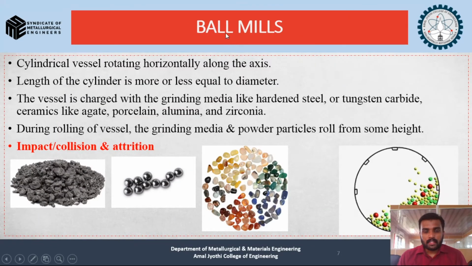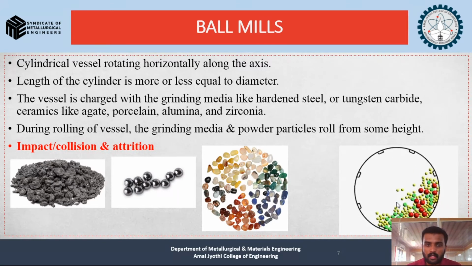So going into details, the ball milling process. We have a cylindrical vessel rotating. From this figure, this is an animation GIF where we have a rotational movement, and the red balls are our hardened material. That is, the vessel is charged with grinding media. So these red balls are the grinding medium. Normally this material is hardened steel or tungsten carbide, which is the strongest material, and ceramics like agate, porcelain, aluminum oxide, and zirconium. So agate is this kind of material.